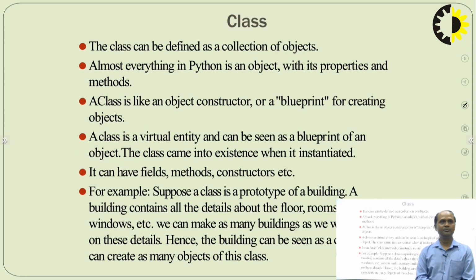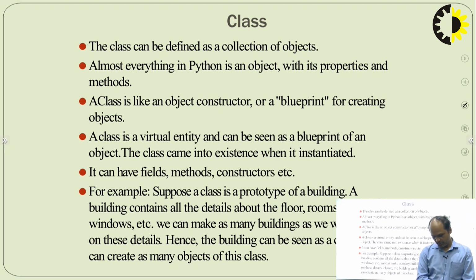Class is a collection of objects. Almost everything in Python is an object with its properties and methods. Class is basically an object constructor or a blueprint for creating objects, or you can say a class is a virtual entity and can be seen as a blueprint of an object. The class comes into existence when it is initiated. Initiated means that we assign some particular value to the object. A class can have fields, methods and a constructor.